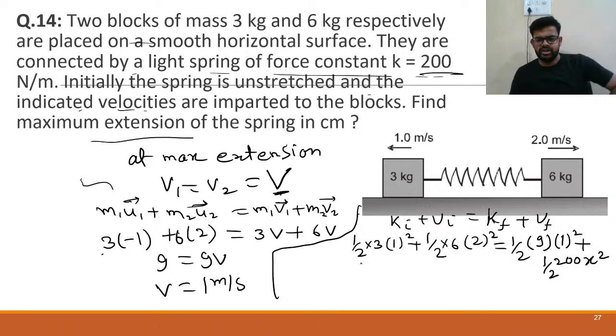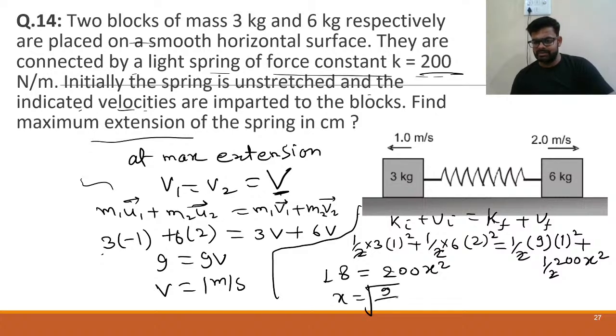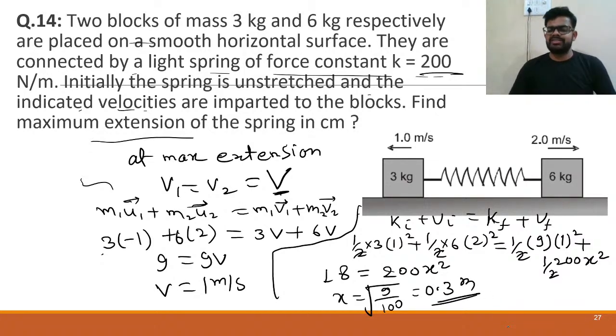That's all, my dear friends. So now what you will do, just cancel this 1 by 2, 1 by 2, 1 by 2. So this and this are cancelled. So simple calculation, 3 into this is what, 24, 27, 27 minus 9. So 18, 18 is equals to 200 x square. Okay, so this is 9 by 100, you know? So x is equals to root of 9 by 100. We are getting 0.3 meter. My dear friends, we are getting 0.3 meter. So that is the maximum extension of the spring. That's all. This is the answer.